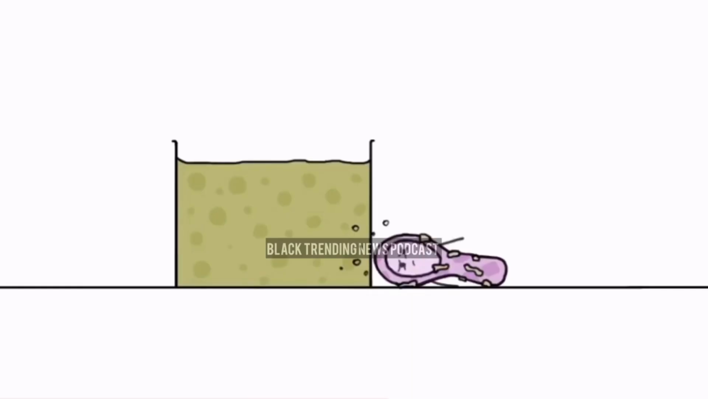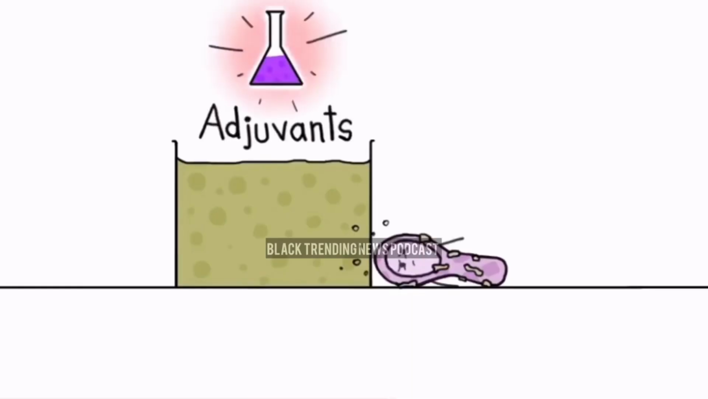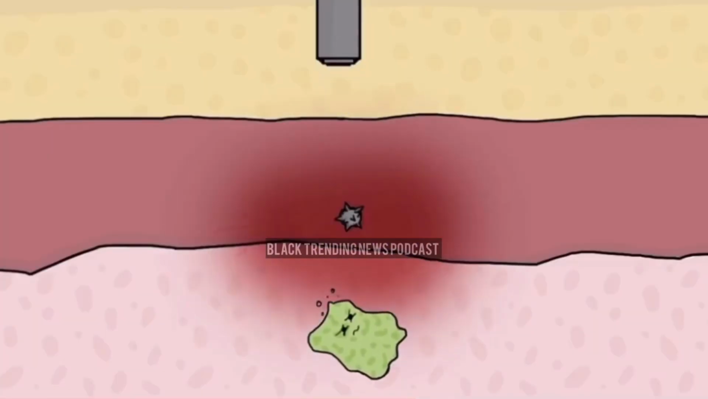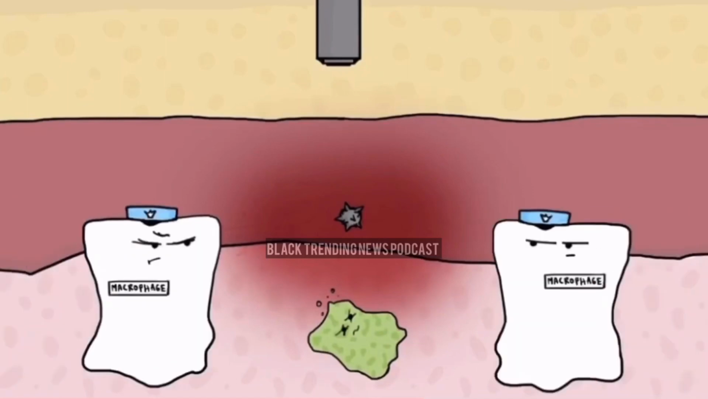So some vaccines contain substances called adjuvants, which put the immune system on higher alert. Aluminum, for example, causes a minor irritation at the injection site, summoning immune cells to the scene so they'll encounter the weakened enemy.